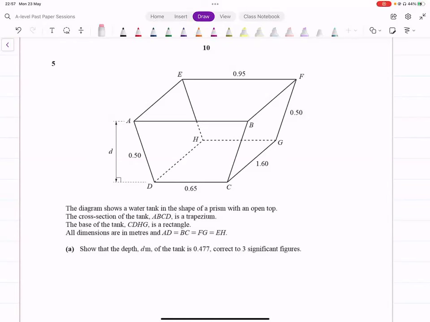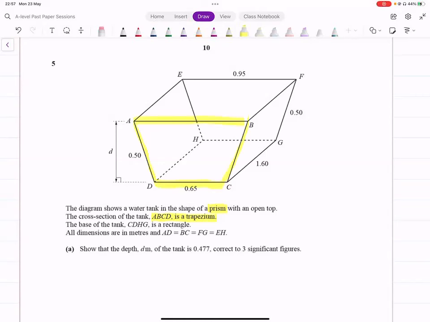Okay, let's move to question number 5 then. Now we've got this diagram that shows a water tank in the shape of a prism with an open top. The cross section of the tank ABCD is a trapezium. अच्छा, सबसे पहले तो ये prism है. Prism क्या होता है? एक shape होती है, वो एक तरह से repeat हो रही होती है. Okay? अब इसमें वो cross section होता है जो repeat, वही shape repeated होती है 3 dimension के अंदर. Cross section आपका क्या है यहाँ पे? It's ABCD, that's trapezium. So basically this is the cross section, ABCD.